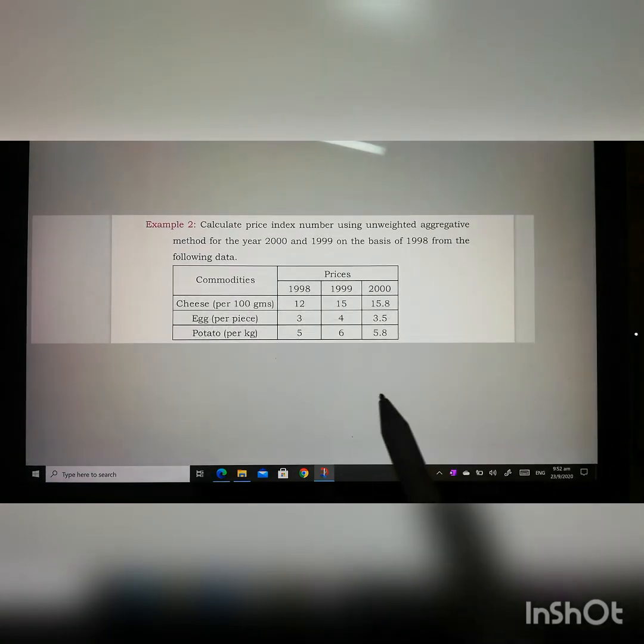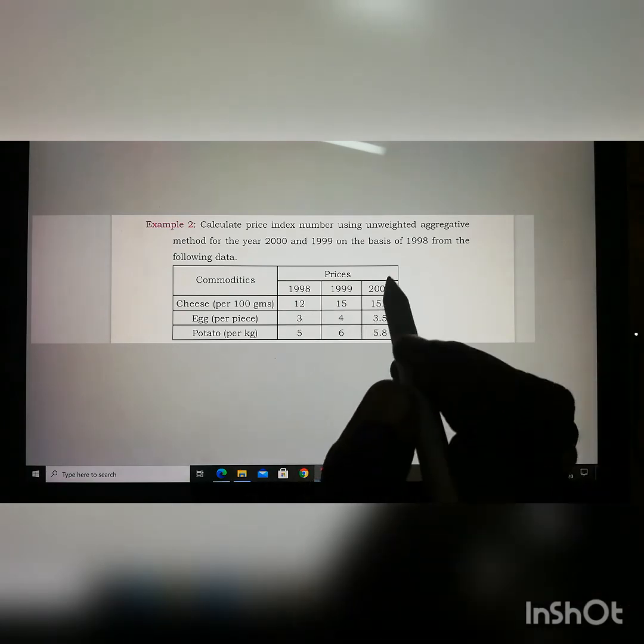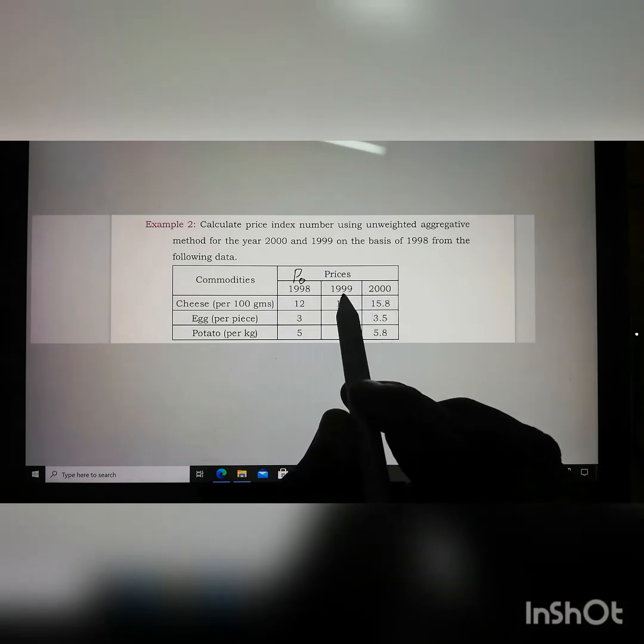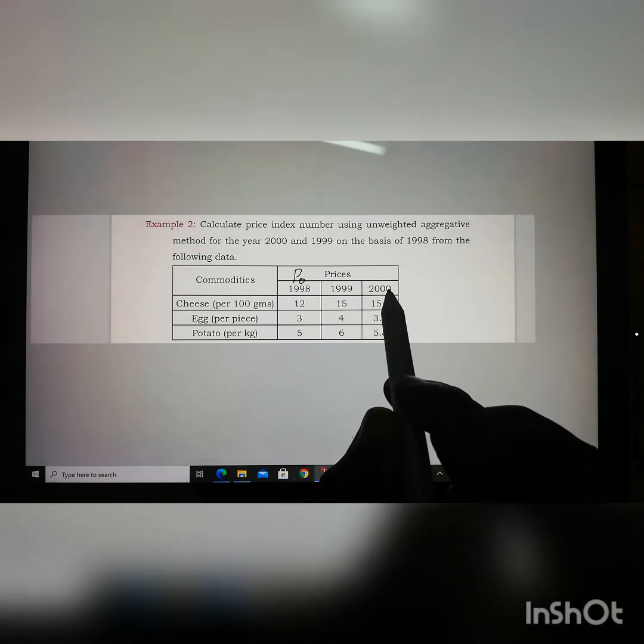Now, see here. What we need to do in this case is, 1998 is taken as the base year. We denote this as P0, students. Now 1999 is considered as one of the current years, and 2000 is also considered as one of the current years.